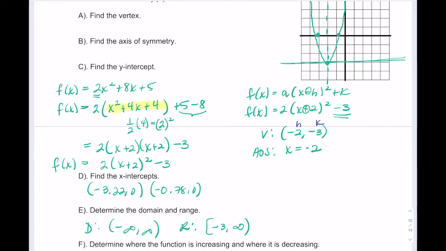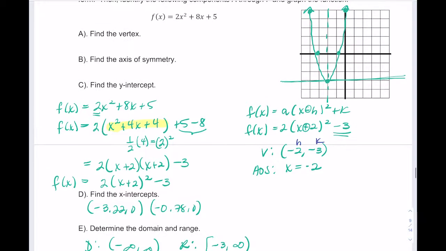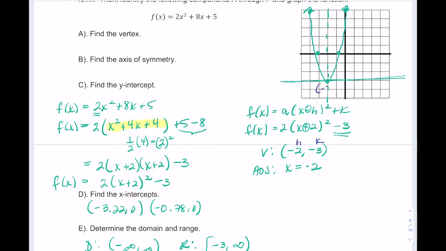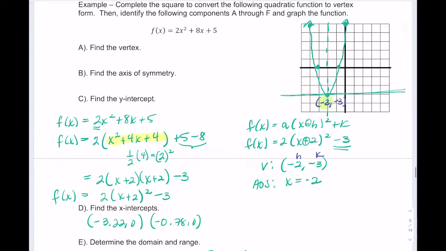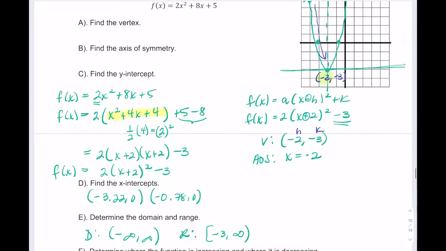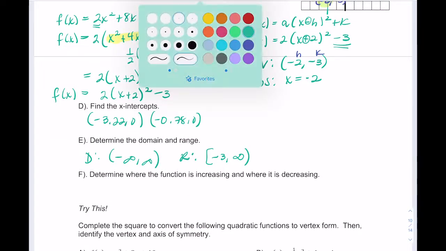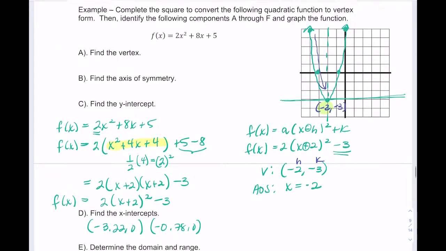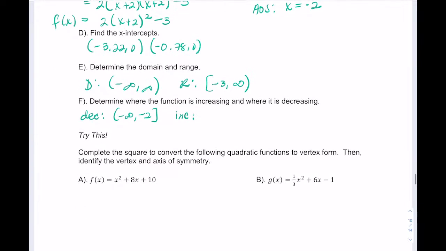For increasing, decreasing, let's start with the left side. So from negative infinity to the vertex. My vertex is negative 2, negative 3. Remember, I'm going to focus on the x value for interval. From negative infinity to negative 2, what is this graph doing? It's going down. It's like you're taking the roller coaster down the hill. So from negative infinity to negative 2, it's decreasing. And it's increasing on the other side from negative 2 to positive infinity.